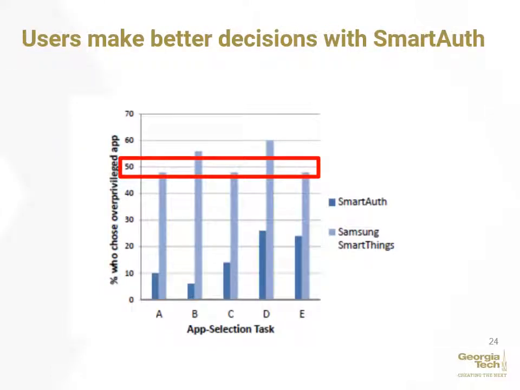From the study, it has been concluded that users who use SmartAuth are better at not selecting overprivileged apps compared to SmartThings. Users who use SmartAuth interface are much better at avoiding unexpected app behaviors as indicated in the dark blue bar on the graph.